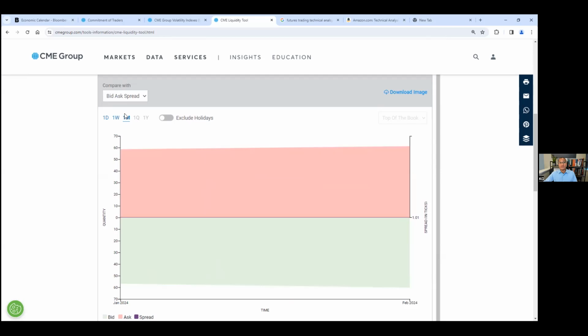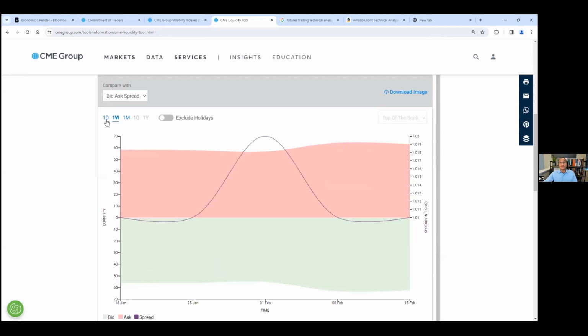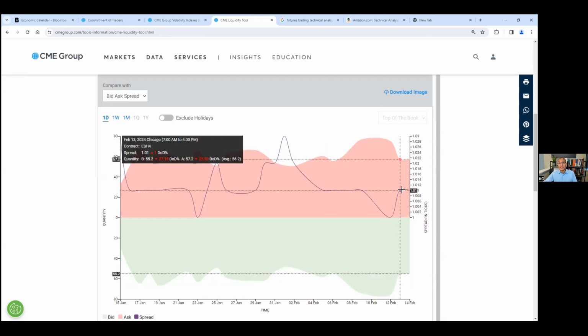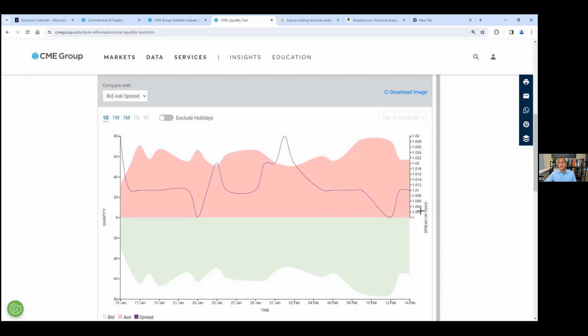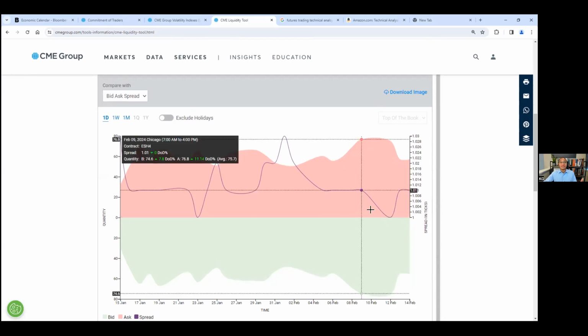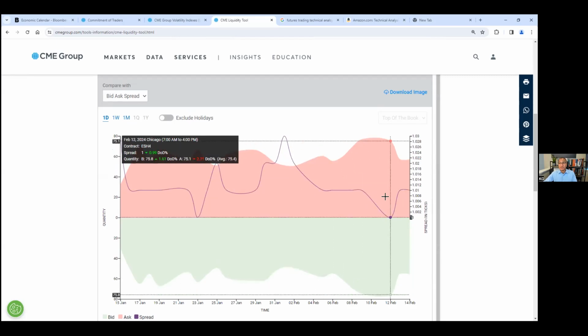You can see what it did for a week. You can see what it did for a month. You look at the daily time frame as well. And then what else do we have on here? This blue line. Remember, we have the bid-ask spread. We're comparing it. That blue line, that purple line is showing the bid-ask spread.